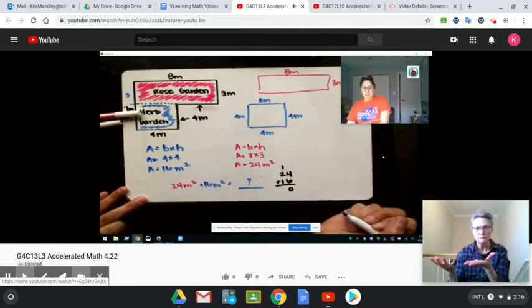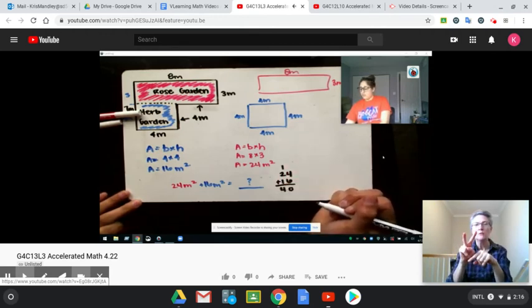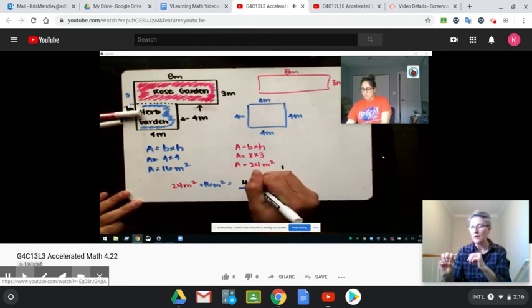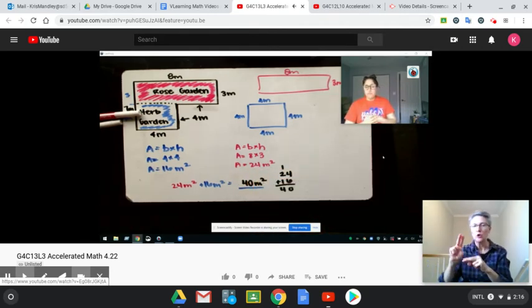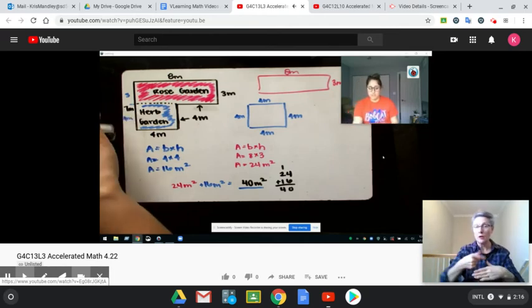6 and 4 makes a 10, and I regroup. And 2 plus 1 plus 2 is 4. So I have 40. And then, of course, don't forget our units, which is meters squared. So our total area for this rose garden is 40 meters squared.